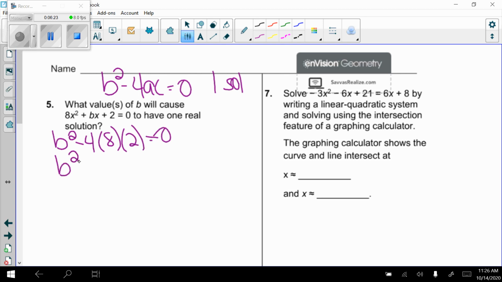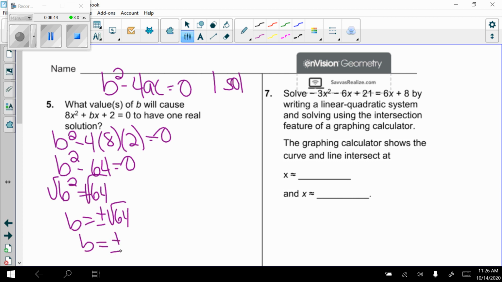So I get b squared, negative 4 times 8 is negative 32. Negative 32 times 2, negative 64 equals 0. Try to get b by itself. So b squared equals 64. Take the square root. So I get b equals, again, I put the square root in the problem, so two answers, positive and negative. Square root of 64. So b equals positive and negative 8. Okay, so those are the two values, positive 8 and negative 8.